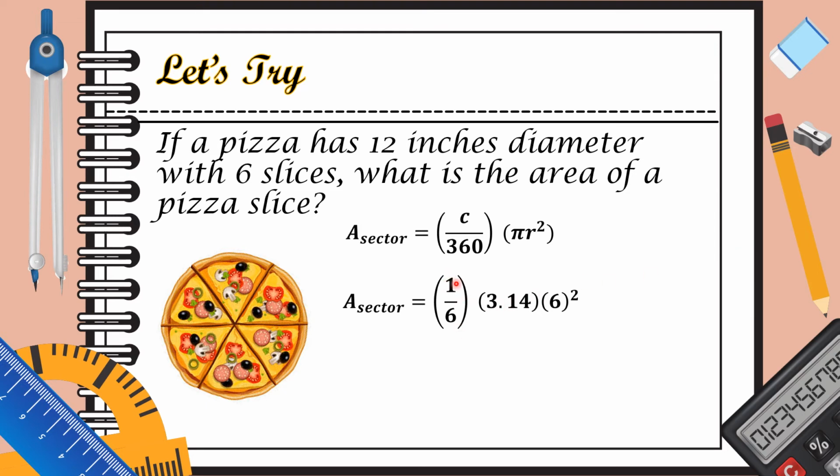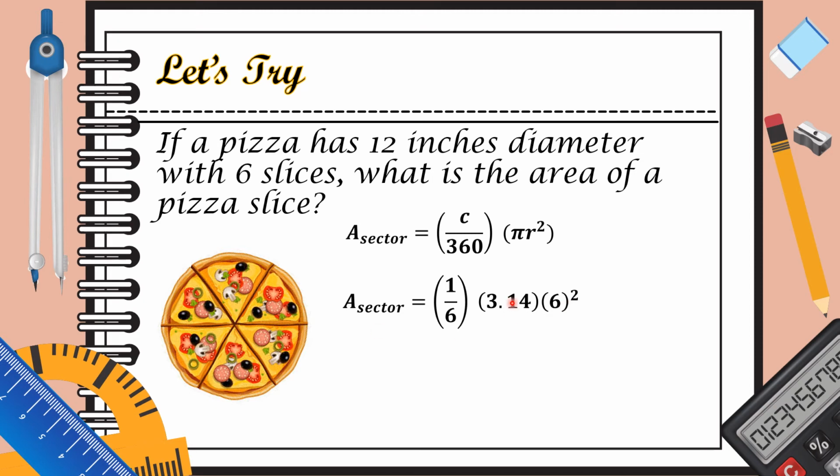Saan nanggaling yung 1 over 6? Kung nalilito kayo, divide natin yung 360 divided by 6. So, magiging 60 siya. So, magiging 60 divided by 360. That is equal to 1 over 6. Pero yung 1 over 6 kasi, sa 1 over 6 natin hinati yung isang buong pizza. So, yun lang yun.